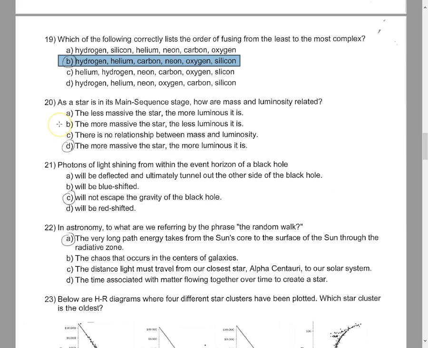Question 20, as a star in its main sequence stage, how are mass and luminosity related? So D, the more massive the star, the more luminous it is. That's the best answer for 20. Question 21, photons of light shining from within the event horizon of a black hole. The best answer there is C, will not escape the gravity of the black hole.